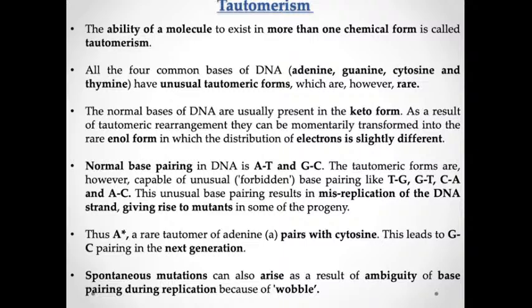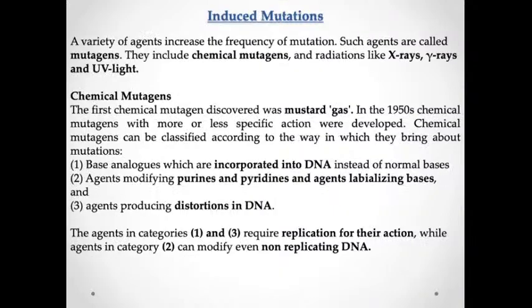Normal base pairing in DNA is A-T and G-C, and the tautomeric forms are, however, capable of unusual base pairing like T-G, G-T, C-A, A-C. So these kinds of forbidden base pairing could occur, which will lead to misreplication of DNA, giving rise to mutants in some progeny. And thus, a rare tautomer of adenine pairs with cytosine, which leads to GC pairing in the next generation.